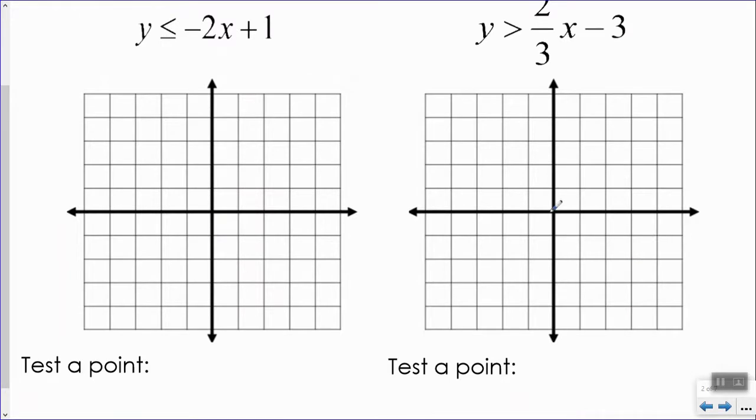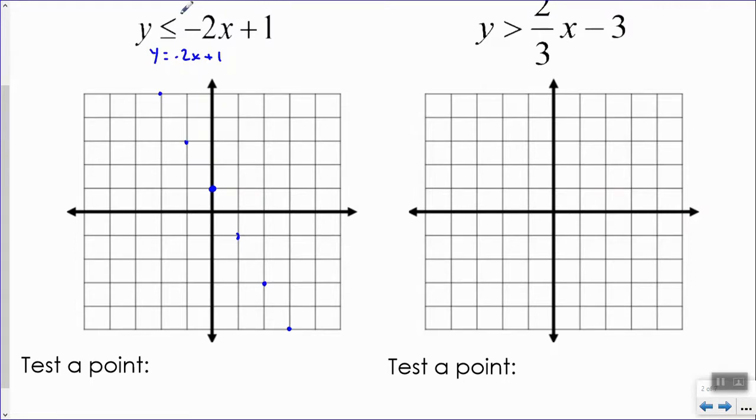When we start to graph them, in the beginning, the process is the same, but then we have a couple extra things we have to look at in the end. So to start, I'm going to treat this like y equals negative 2x plus 1. I have my y-intercept of 1. I have a slope of negative 2, so we come down to the right 1, and then up 2, and back 1. But now I'm not going to connect the dots right away.